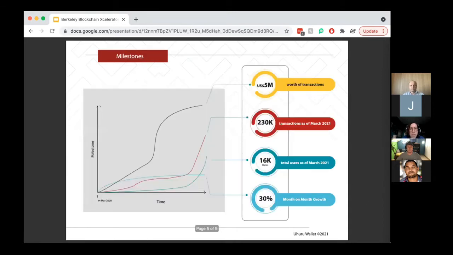So far, this was the stat that we took at the end of March, we have processed more than 5 million worth of transactions. We have seen about 230,000 transactions processed via our asset on Stellar. This number has changed significantly. Now we're sitting at about 24,000 subscribers, and we're seeing 30% growth month on month.